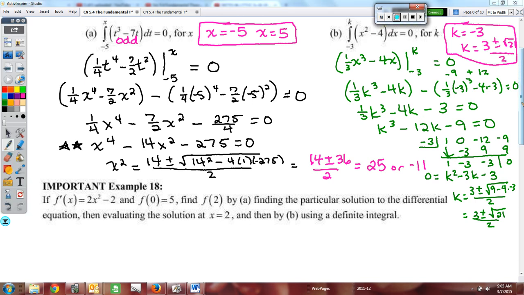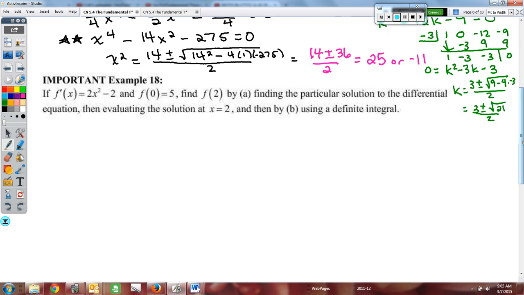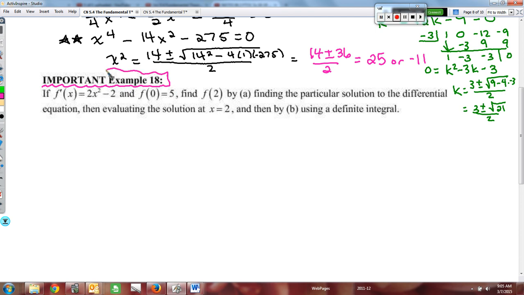All right, so now let's take a look at the next example, and this is important, so I'm going to underline this one. This is something that you're going to be doing a lot of on the AP, this idea that we're going to go back to our differential equations, where I have given you a derivative and an initial condition, and I'm going to ask you to find f of 2. First, we're going to find a particular solution to the differential equation and then evaluate the solution at x equal to 2. This is what we did back in section 5.1.